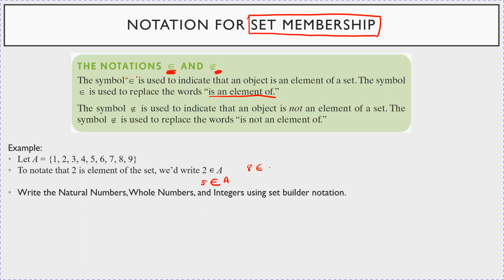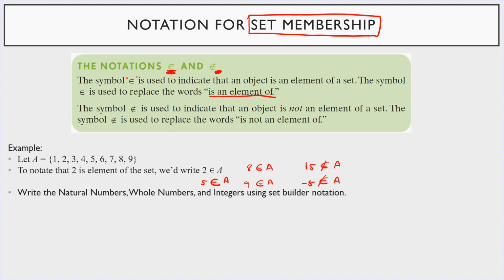5 is an element of A. 8 is an element of A. 9 is an element of set A. But if you wrote something like 15 is not an element of A, or minus 5 is not an element of A, that's how you would use this notation. So this is fun, right?